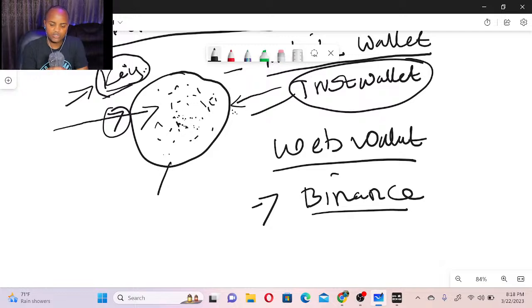So when it comes to web crypto exchange platforms like Binance, this is where you can deposit and withdraw your crypto. At the end of this, we're going to understand this more, because I will be depositing money here and buying crypto live, so that you can see how easy these things are.